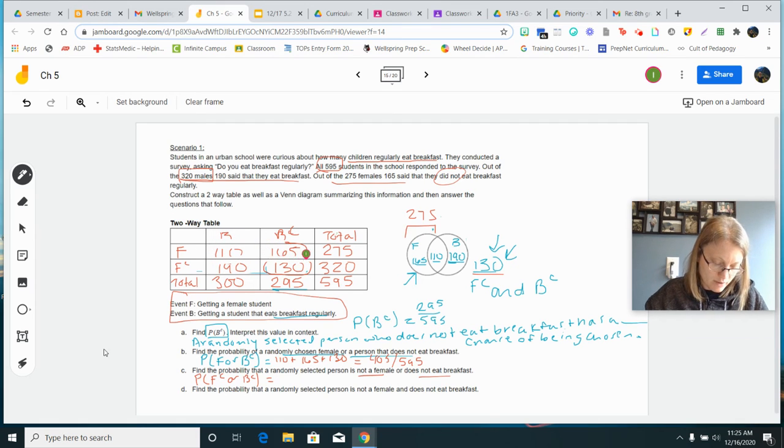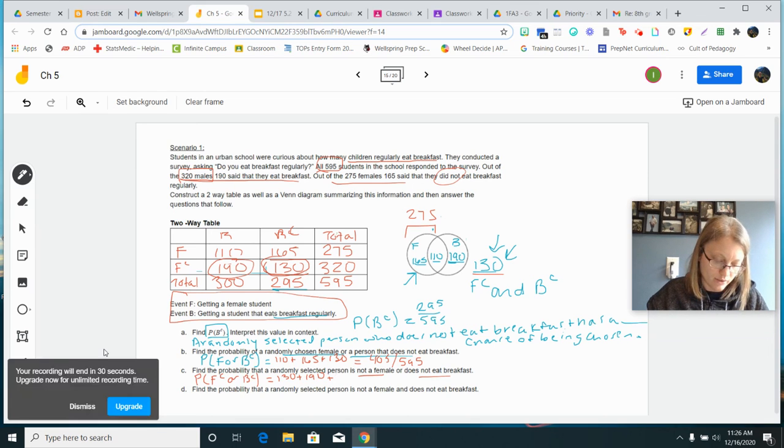So I've got these 130, these 190. So I have 130 plus 190, plus, I need to see if there's anyone else that doesn't eat breakfast. I know I have my not females accounted for, but then I also need to look for anyone else that doesn't eat breakfast. That's this 165. You can add that up, get your number out of 595.